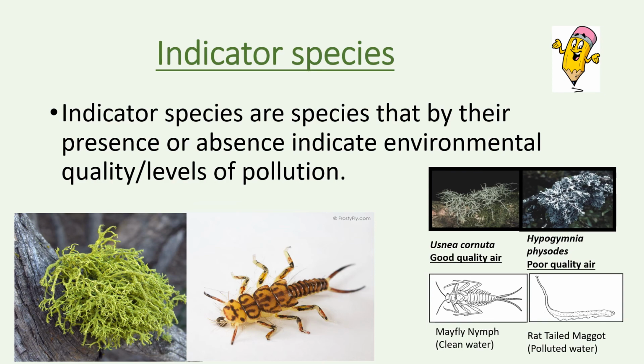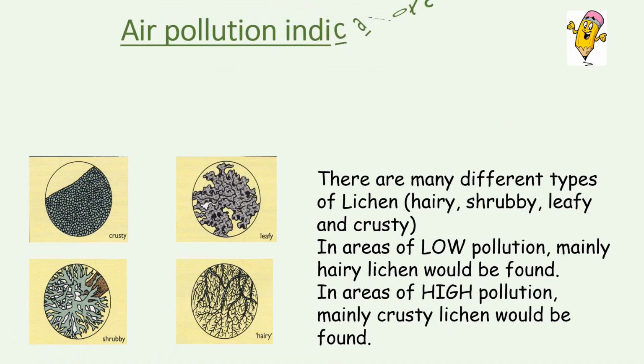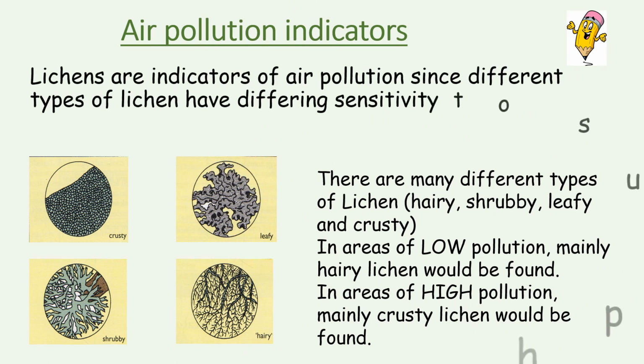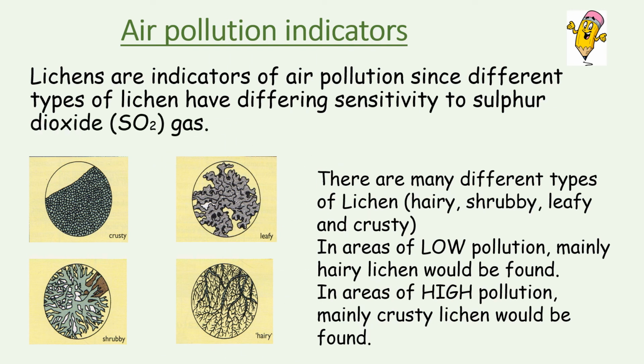So let's look at this in a bit more detail. So let's look at lichen first. So lichen are air pollution indicators. So lichens are indicators of air pollution since different types of lichen have different sensitivity to sulfur dioxide gas. So there are many different types of lichens. So you get hairy, shrubby, leafy, and crusty lichen.